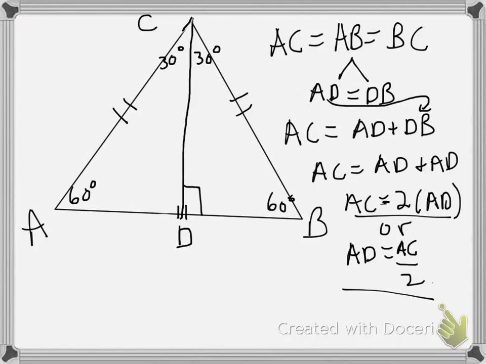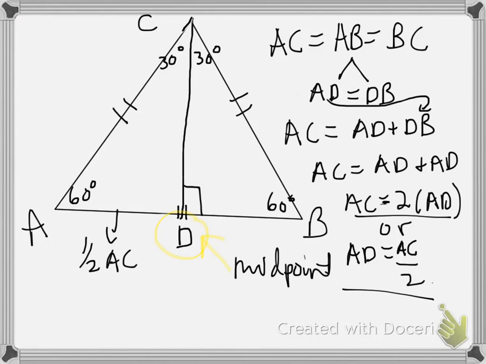This makes sense because we said that D was the midpoint. So if we take a side and put it into two equal parts at the midpoint, then it must be the same. It must be that it's half. So we can say here AD is half AC. So that was the second part of it.